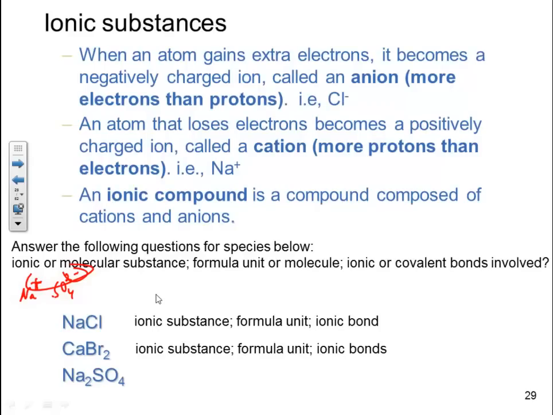It's an ionic substance because it's species attracted by charges. It's going to be referred to as a formula unit, but it will have ionic bonds as well as covalent bonds. The ionic bond will be the sodium and sulfate attracted, and then there's also the covalent bonding inside the sulfate ion.